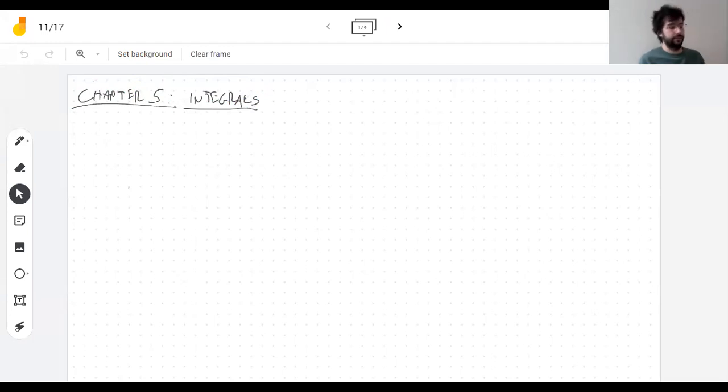So this is probably the most interesting one. Also the hardest one. This section is actually pretty hard, but it gets better, I promise. And I'm gonna spend a while on it anyway. So what we're trying to do here is measure areas.